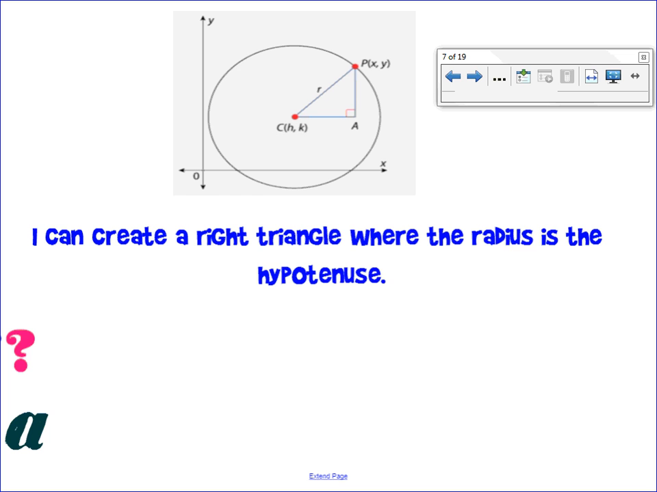So, I can create a right triangle where the radius is the hypotenuse.